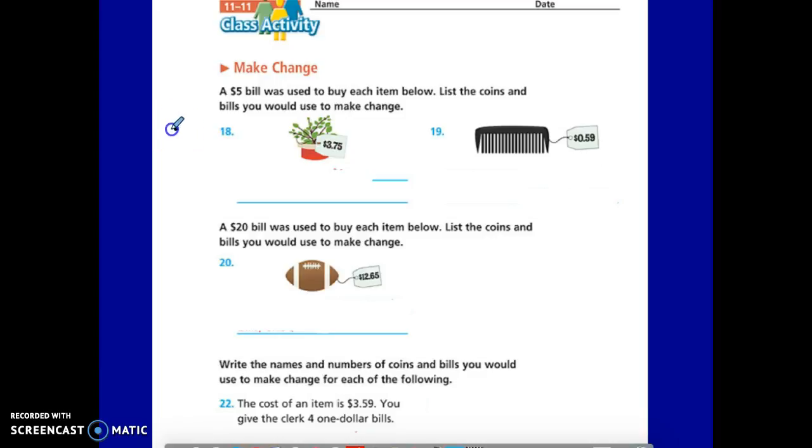So just like we practiced with subtraction, I'm going to go ahead and create a subtraction problem because I want to figure out how much change I have left. So I've got my $5 bill minus $3.75.